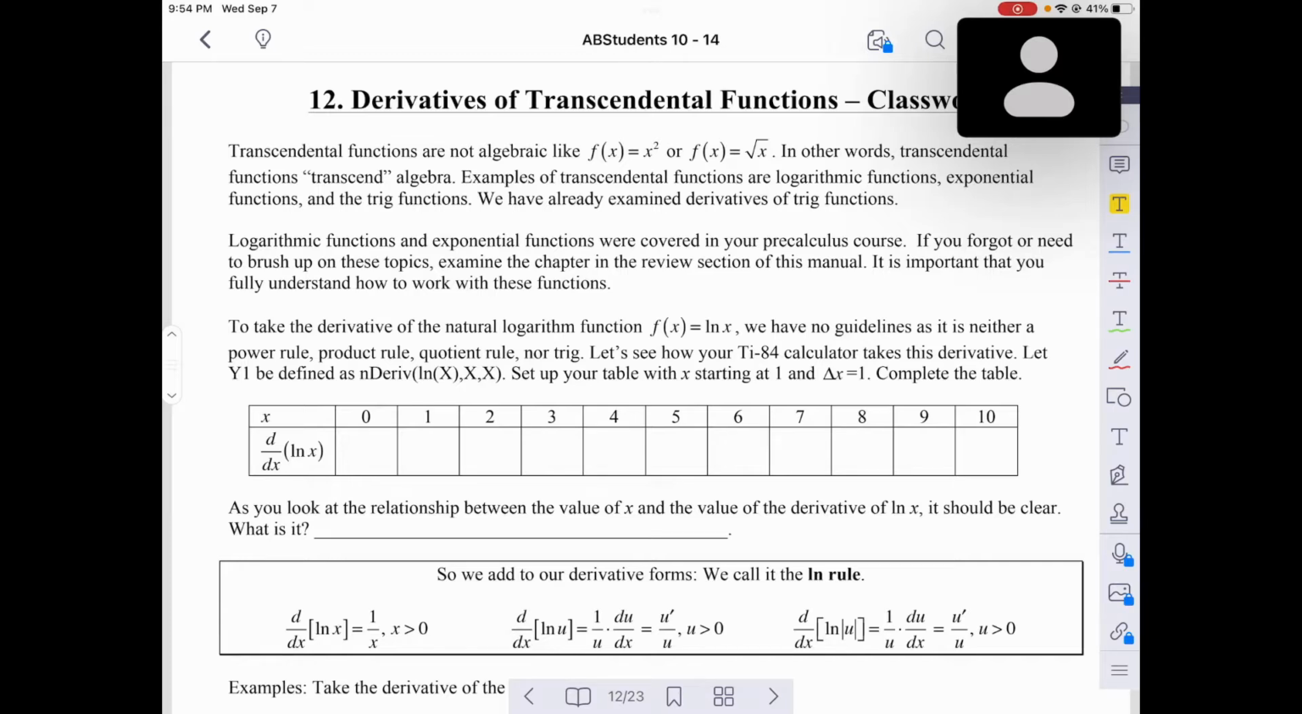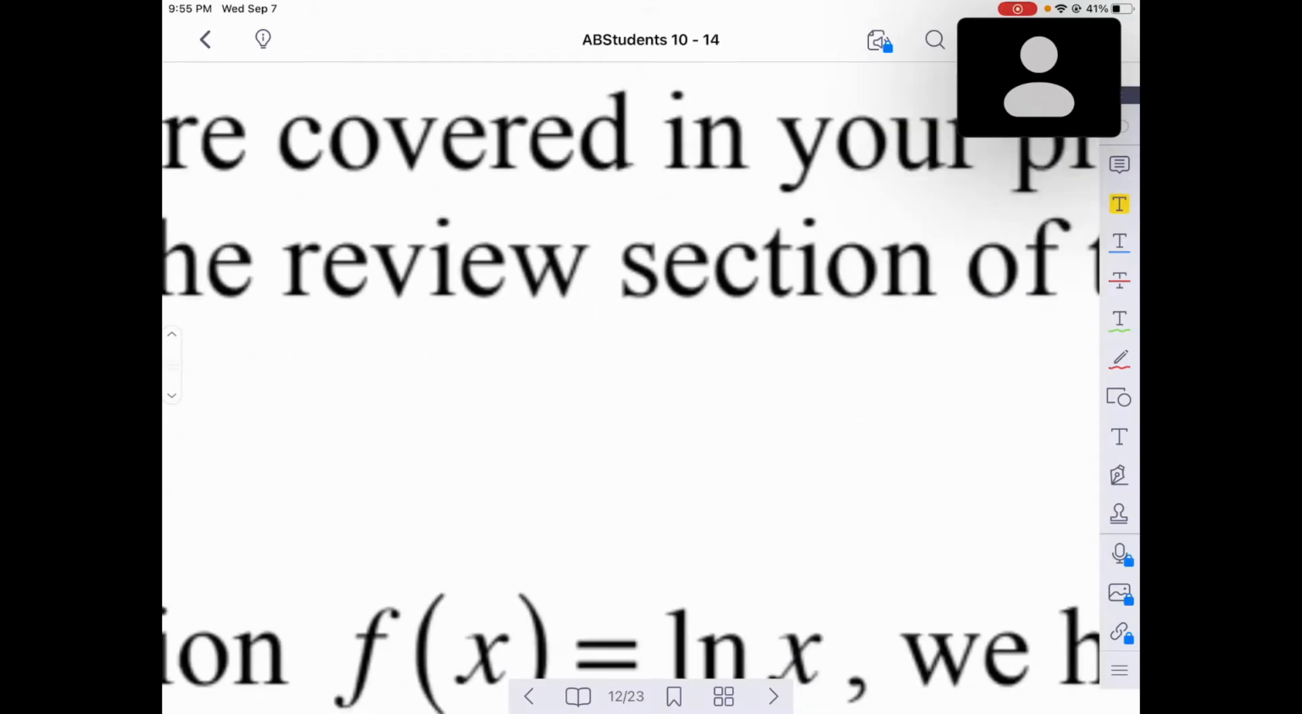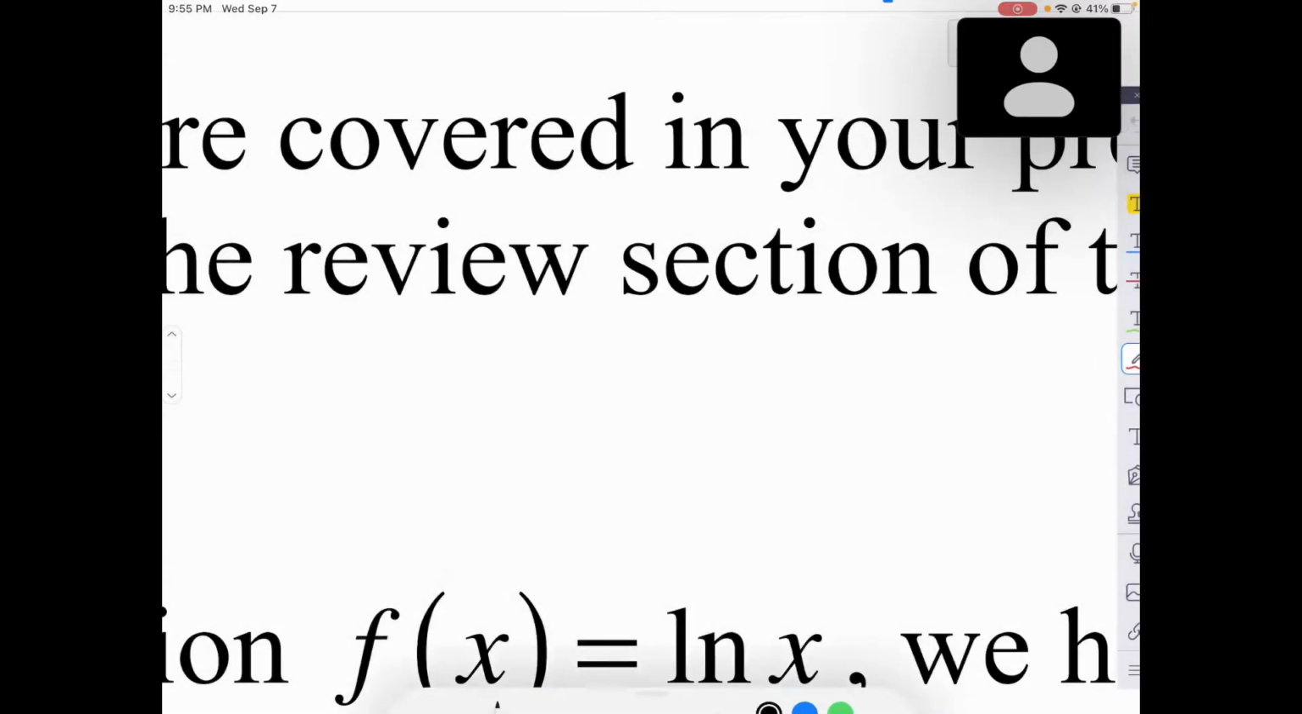I want my table to auto-generate these numbers for me, and I've already set my table up to do that. If you notice numbers like -4, -3, -2, -1, 0, on your table those all say error. And why do they say error? Let's talk about this idea of natural log.